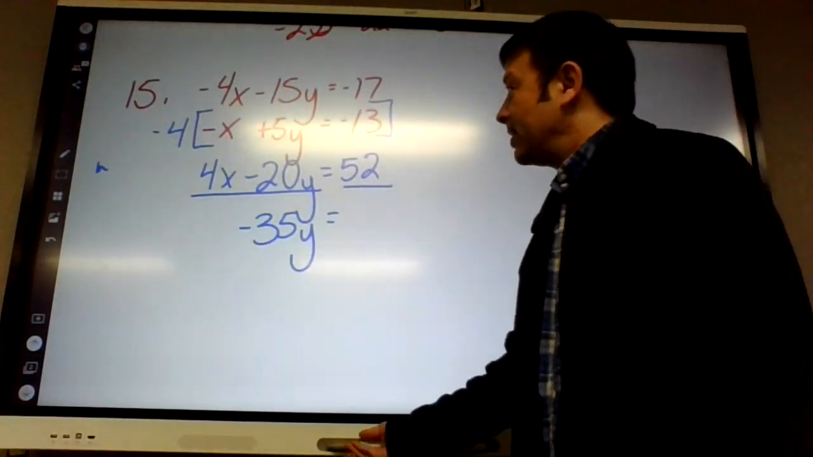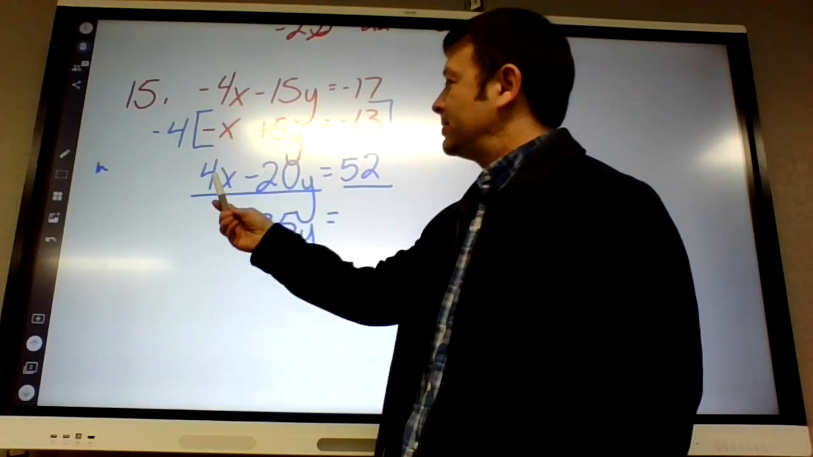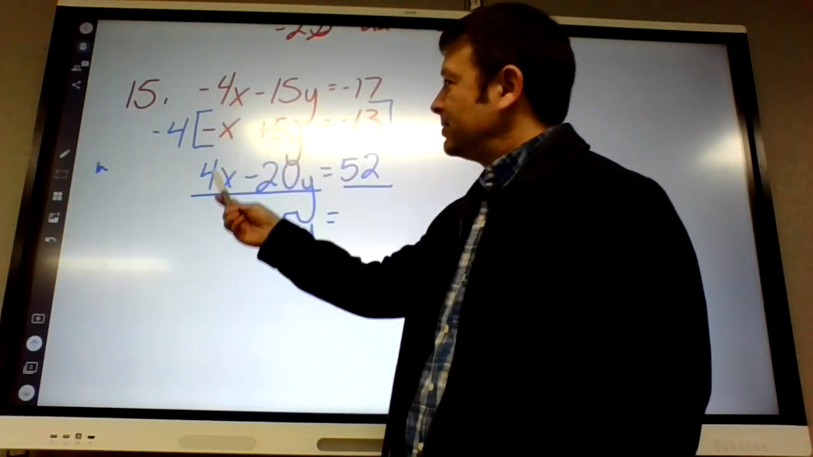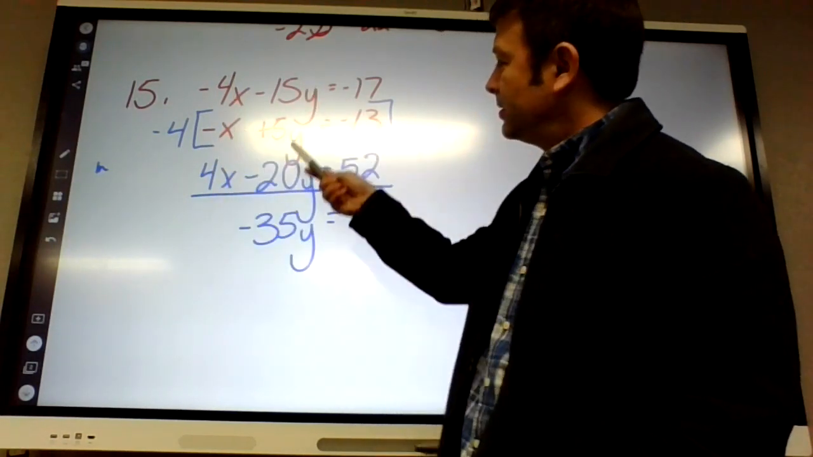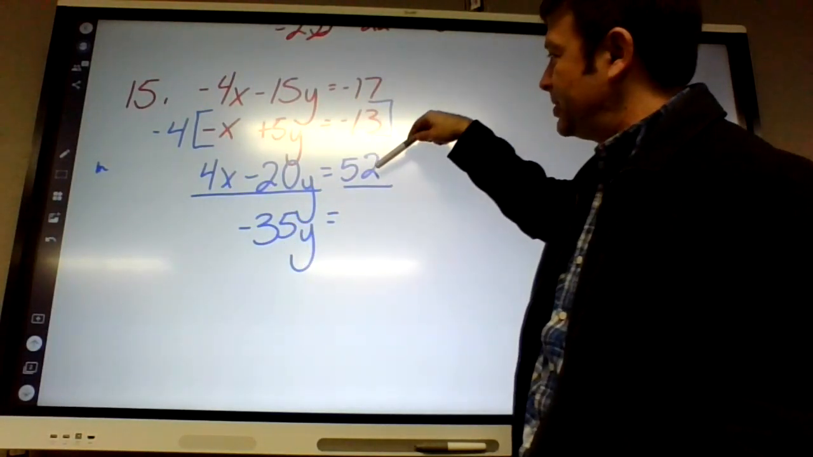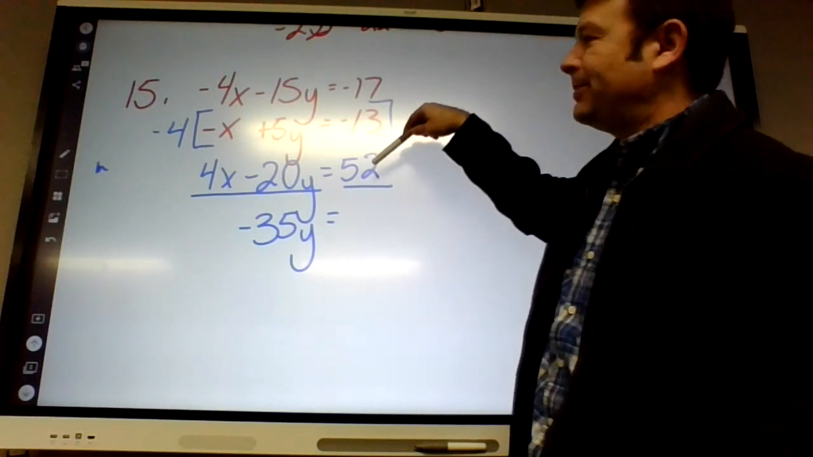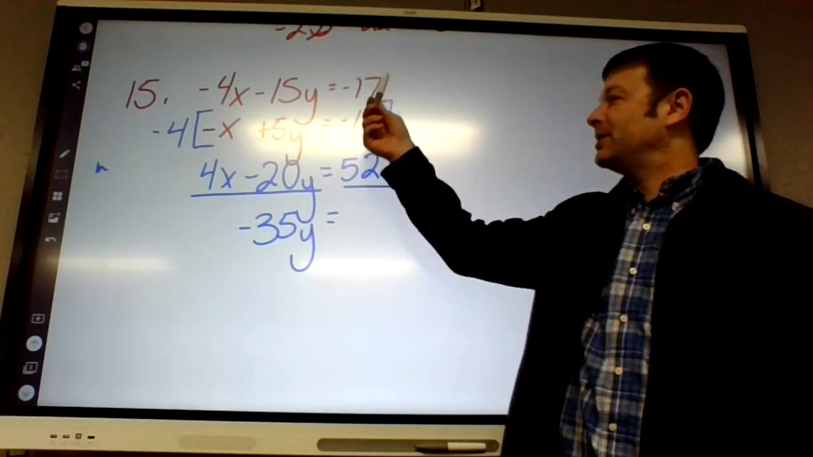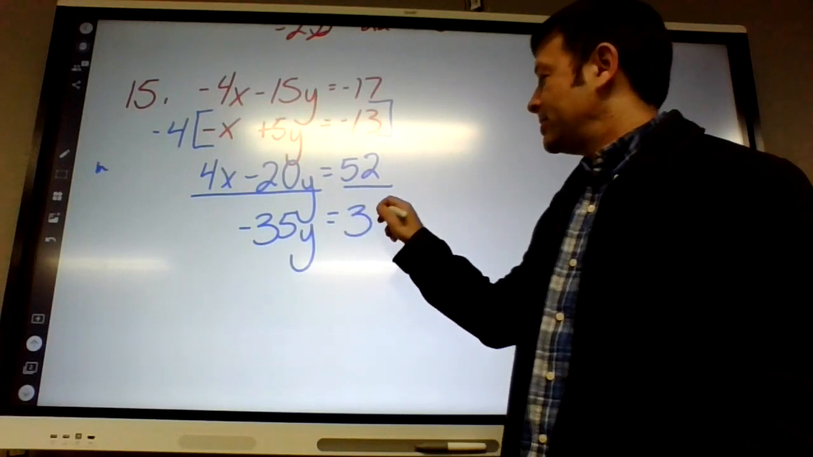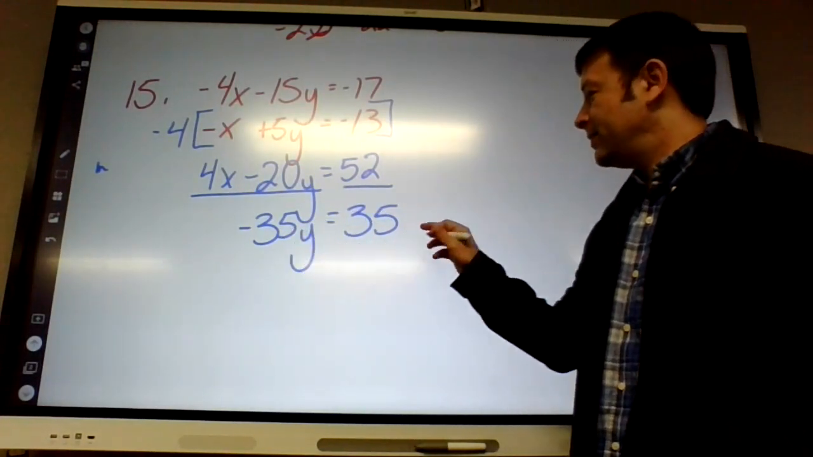Sorry, this is number 15. Okay, I multiplied the bottom line times negative 4 to turn this into 4x. So the x's go away. Okay, so I'm doing negative 17 plus 52. That's the same thing, by the way, as 52 minus 17, right? Surprise, surprise, it's 35. So, divide by negative 35.